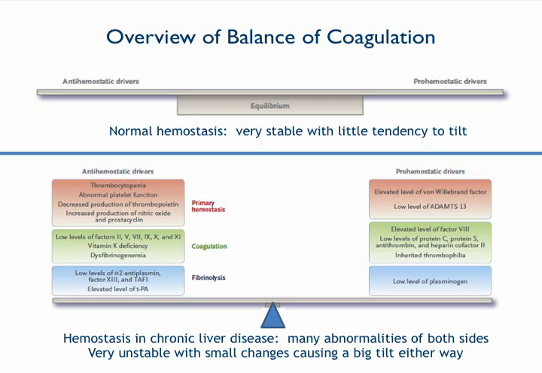The final slide is another graphic example of an overview of this balance of coagulation. On the upper part of the slide is the normal hemostasis, a broad-based, robust system that doesn't rapidly tilt one way or another toward either pro or anticoagulation. The bottom half of the slide shows the very unstable, poorly balanced state. This is a teeter-totter that can quickly go one way or another, and lists a number of the factors that play roles in either pro or anticoagulation problems in cirrhosis.